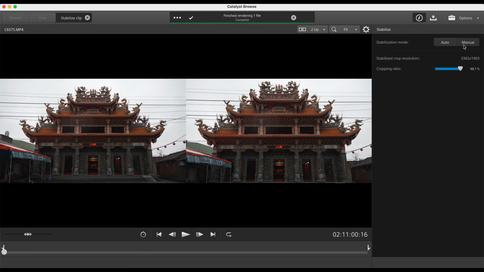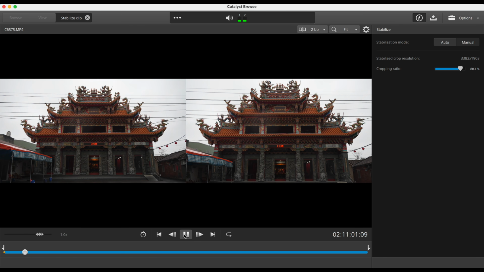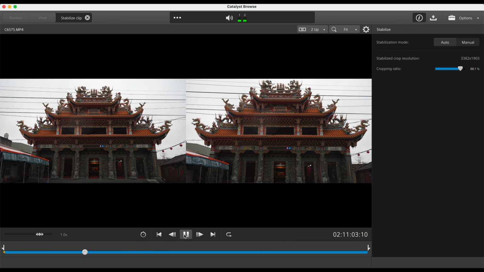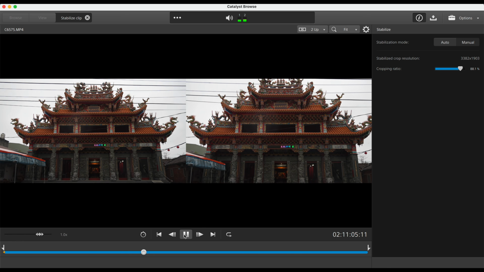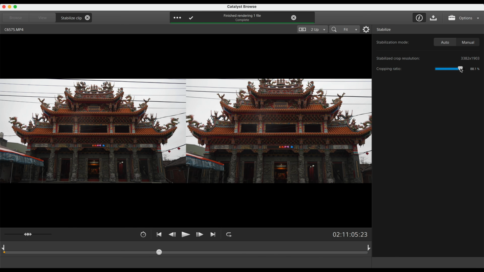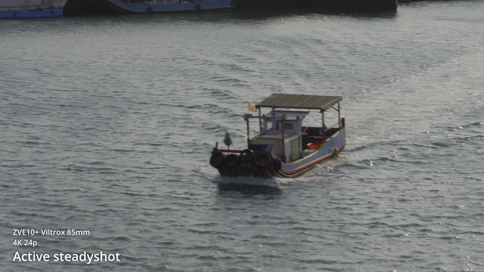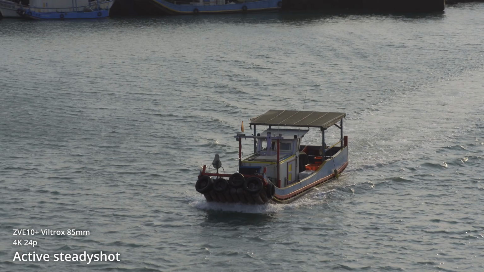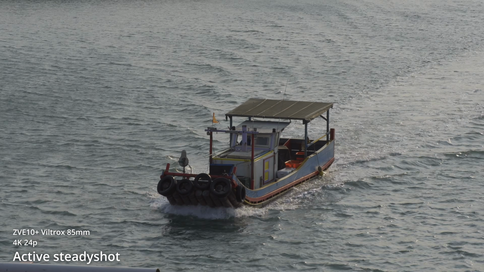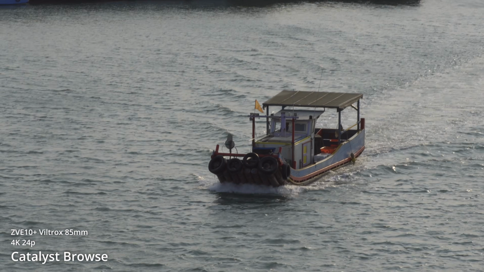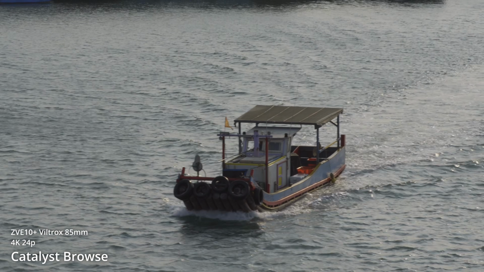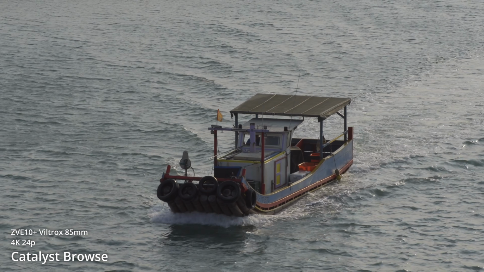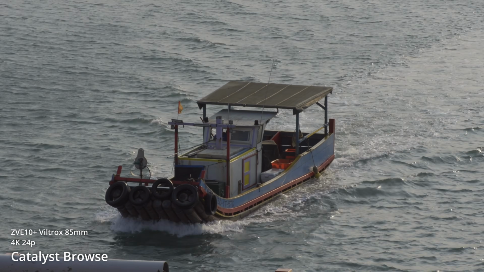However, it does come with a trade-off. It takes significantly more time and requires a more powerful computer to run smoothly. I tested it with 1 minute of 4K 60p footage, and it took 7 minutes and 30 seconds to complete the process. So I usually avoid using Catalyst Browse unless the footage is extremely shaky.